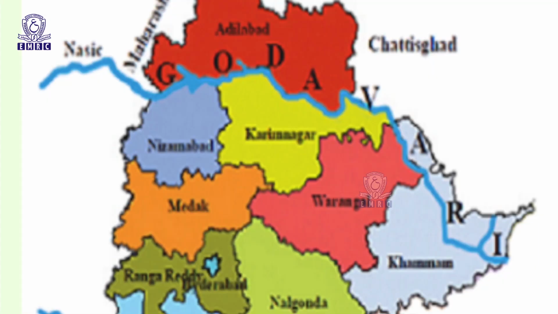The four districts, that is Jayashankar Bhupalpally, Bhadradri Kottagudem, Mulugu and Nagarkurnool, together account for more than 50% of the total forest area. In terms of forest cover, Bhadradri Kottagudem district has the highest forest cover. The state is also blessed with dense teak forest along the banks of the Godavari river from Nizamabad through Adilabad, Karimnagar, Warangal up to Khammam districts.